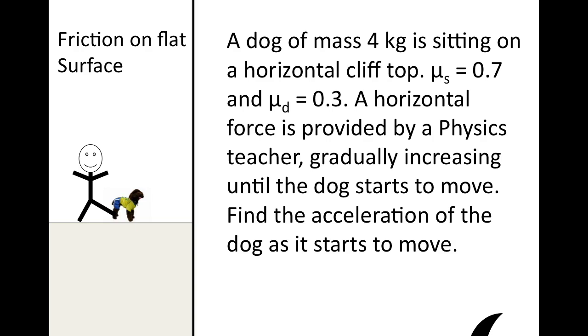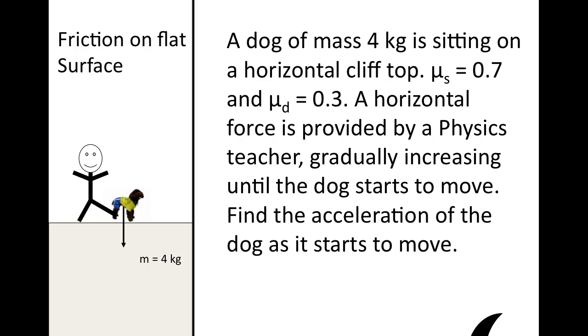Friction on a flat surface. Here is an example where a dog of mass 4 kilograms is sitting on a horizontal cliff top. The dog has a coefficient of static friction of 0.7 and a coefficient of dynamic friction of 0.3. A horizontal force is provided and gradually increases until the dog starts to move. Find the acceleration of the dog as it starts to move.